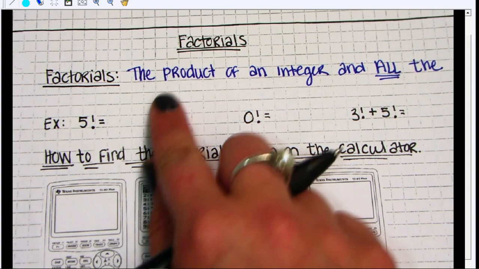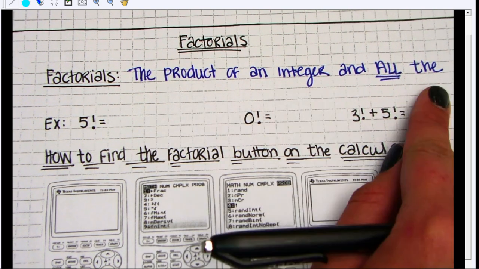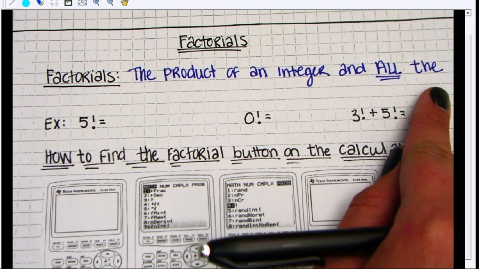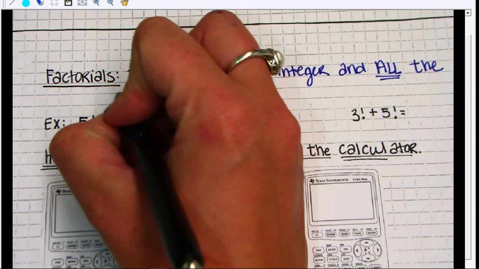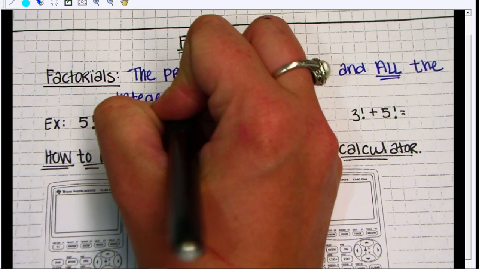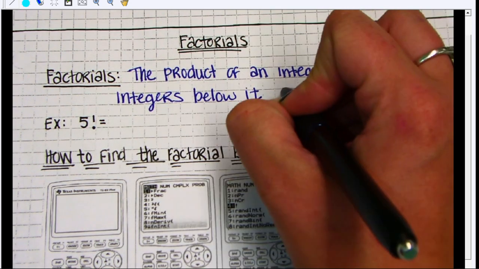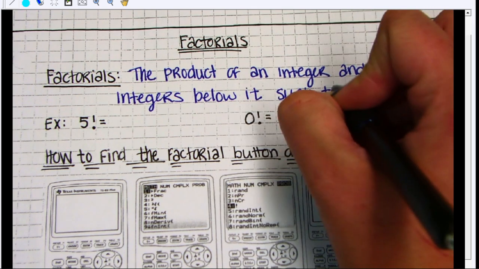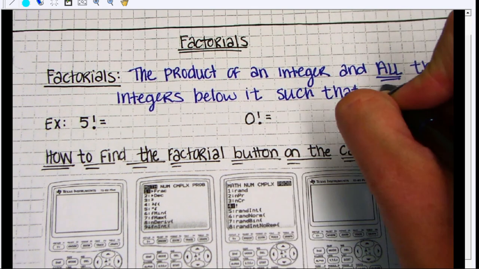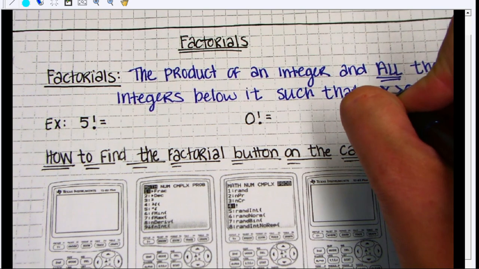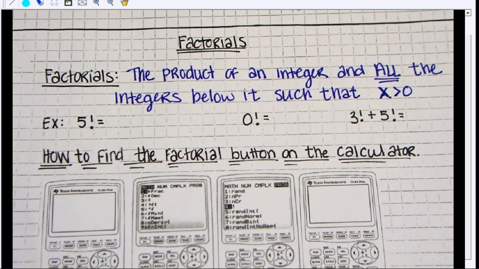The product of an integer and all the integers below it, such that x is greater than 0. So what this means is when we do factorials, we stop at 1. Even though integers can go negative, these are just basically numbers that are not decimals.